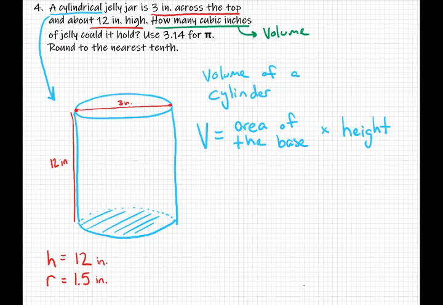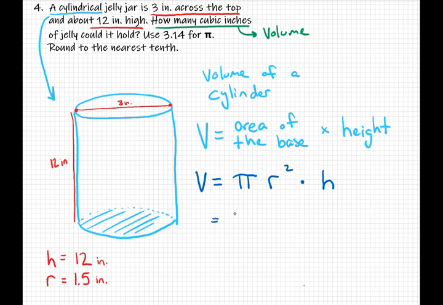Okay, so in this case, the volume should be equal to the area of the base. The area of a circle is pi times radius squared. So pi times the radius squared, and we're going to multiply that by the height.